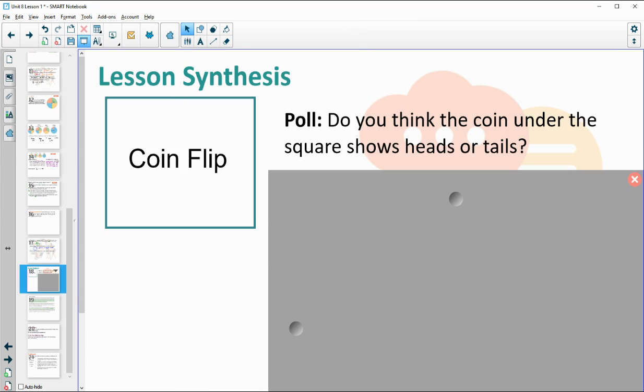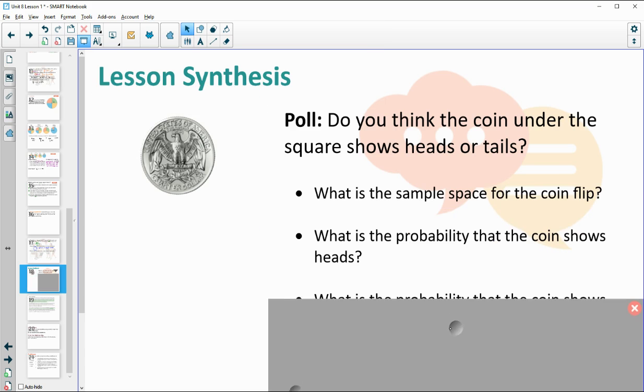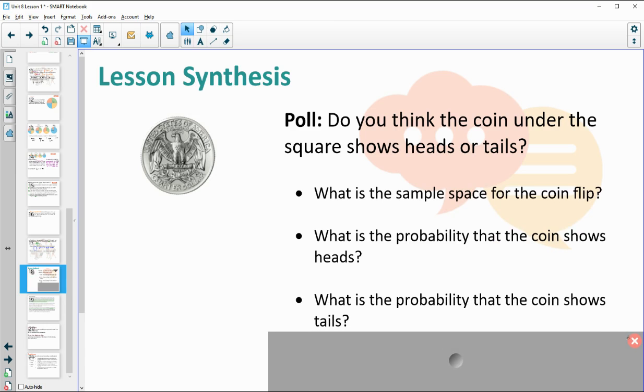All right, so I have a coin underneath this box. Go ahead and decide whether you think it's heads or tails. And then we're going to answer some questions about it. So what do you think, heads or tails? So it's tails.